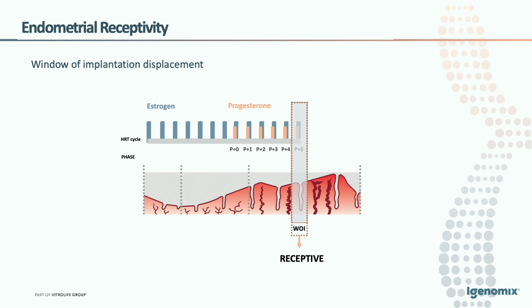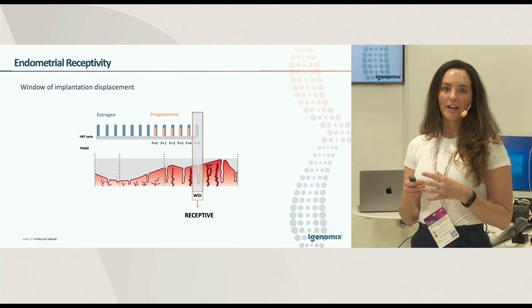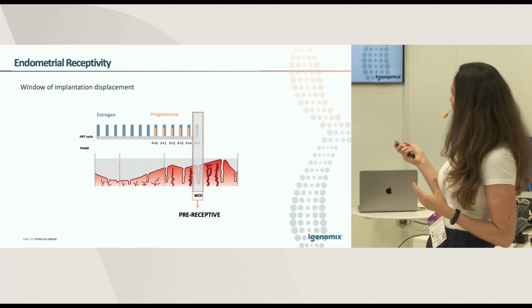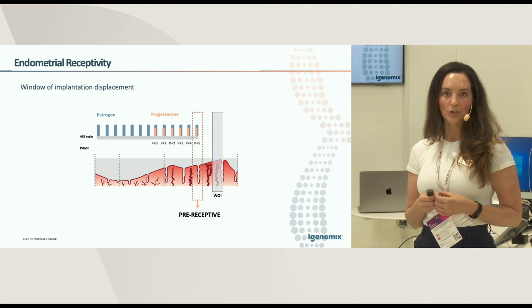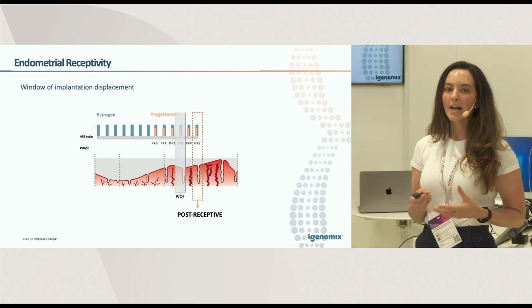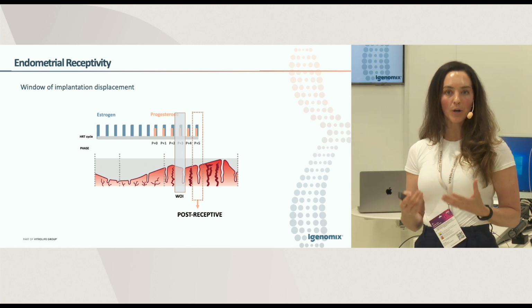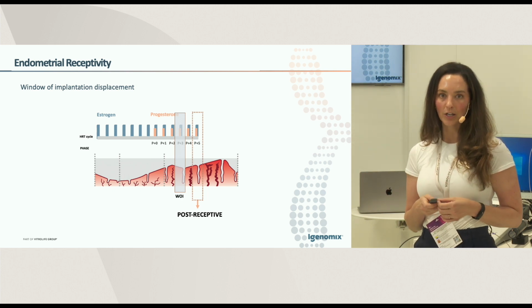I think we're all familiar with the window of implantation. It's a time when the endometrium is receptive to a blastocyst implanting. We've always assumed that it was constant in all women, but with our research, we now know that some women might have a displacement needing additional hours of progesterone exposure. We refer to this as being pre-receptive, whereas other women need less progesterone exposure prior to transfer, and we refer to these women as being post-receptive, where the window of implantation has already passed at the standard time of transfer.